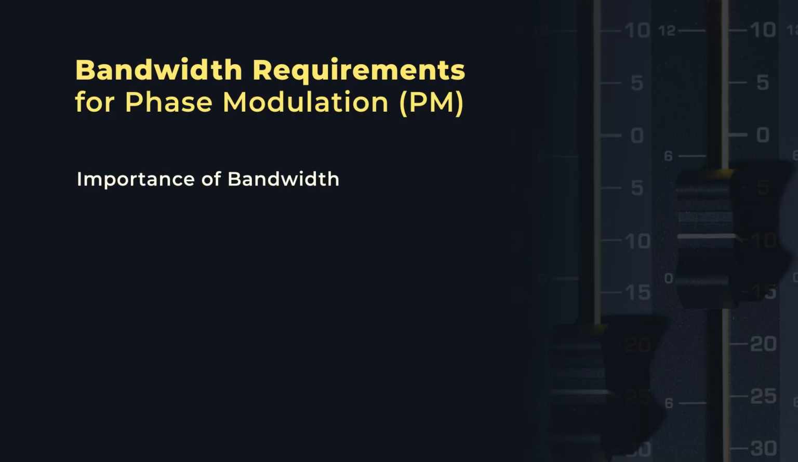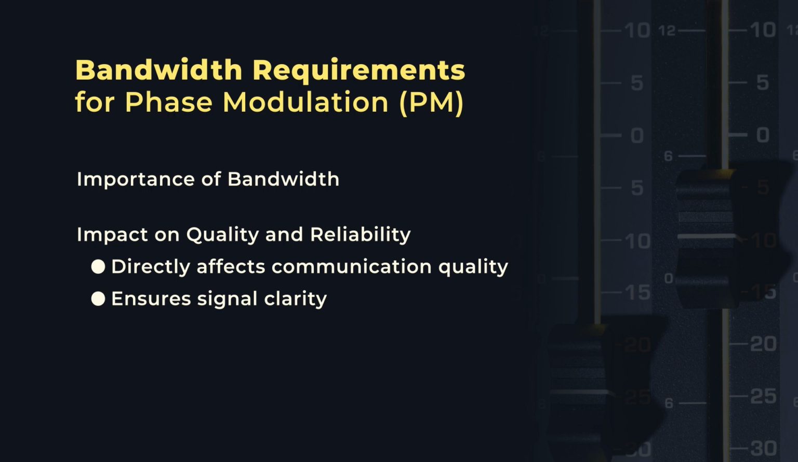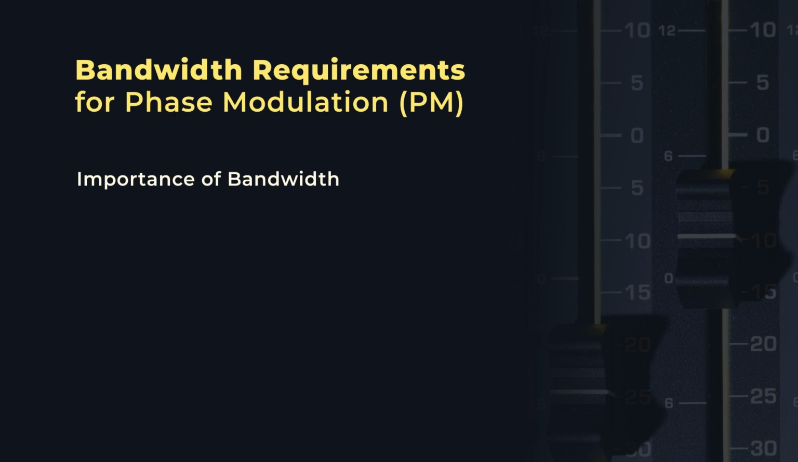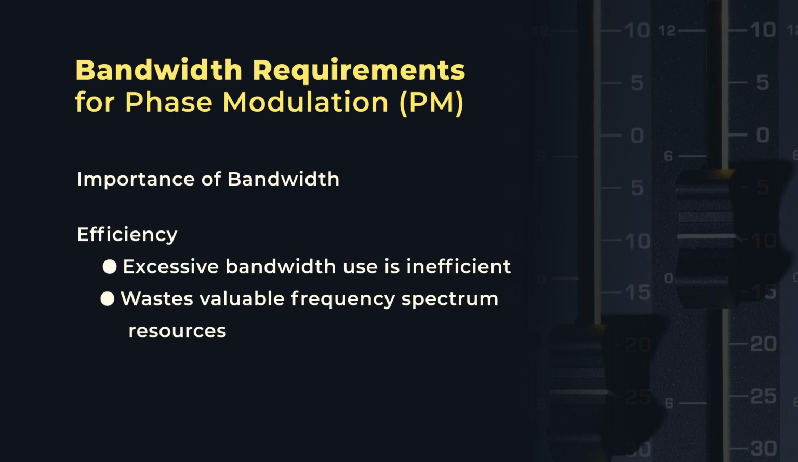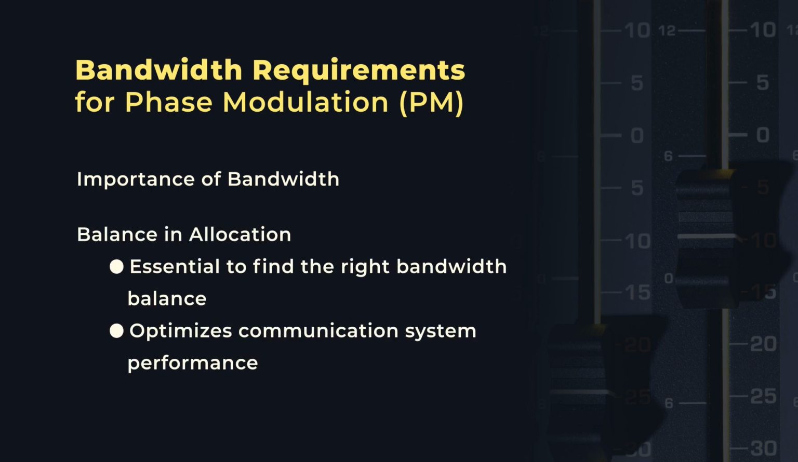So, the bandwidth requirement of phase modulation. In any communication system, the bandwidth is a crucial factor for determining the system's capacity to transmit information efficiently. The importance of bandwidth is crucial because it directly impacts the quality and reliability of communication. Signals with insufficient bandwidth may suffer from overlap with adjacent signals, leading to interference and noise. On the other hand, using more bandwidth than necessary can be inefficient and waste valuable frequency spectrum resources. Therefore, finding the right balance of allocated bandwidth is essential.